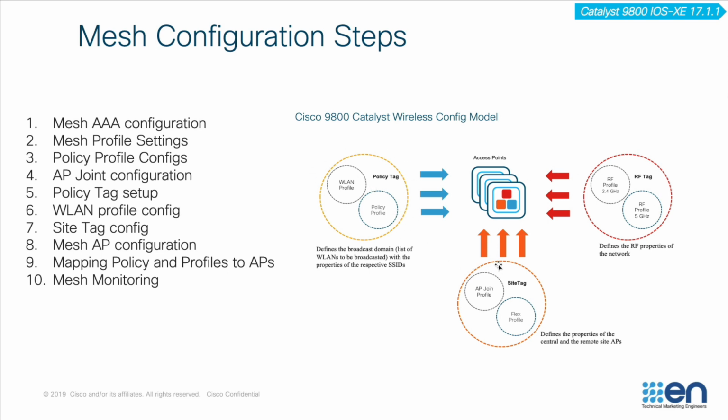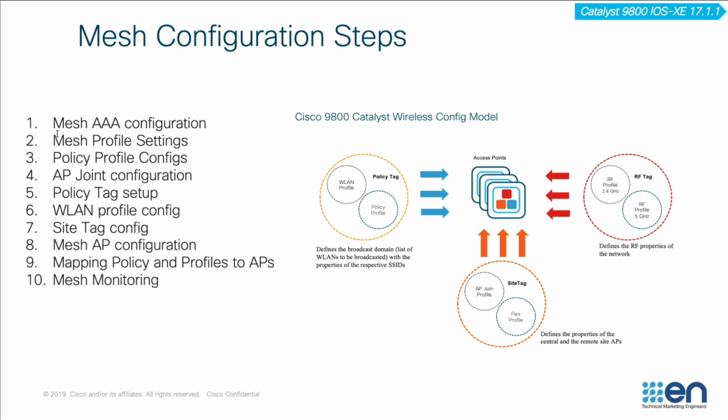Then we have to configure AP join profiles, and site tags and RF tag profiles for specifically 2.4 or 5 gigahertz radios. Then once all these profiles and policies are configured, we apply them to the specific access points that we want to join the controller with specifically configured mesh profiles. Again, in our case, these access points will be indoor or outdoor access points. So these are the steps that we're going to go through configuring mesh networks on the Catalyst controller.